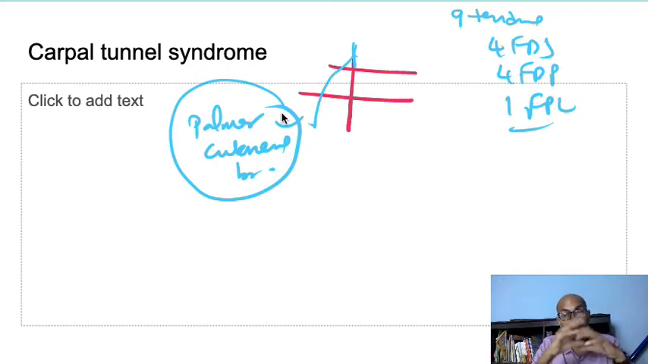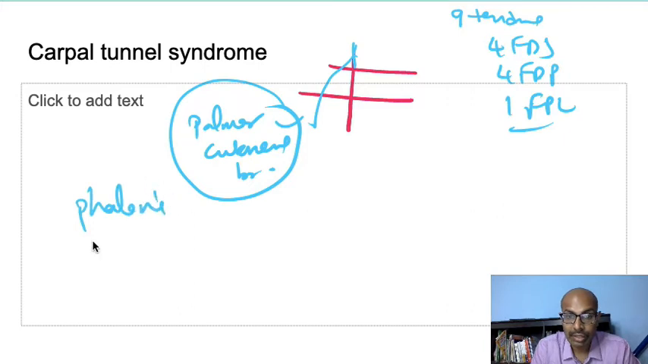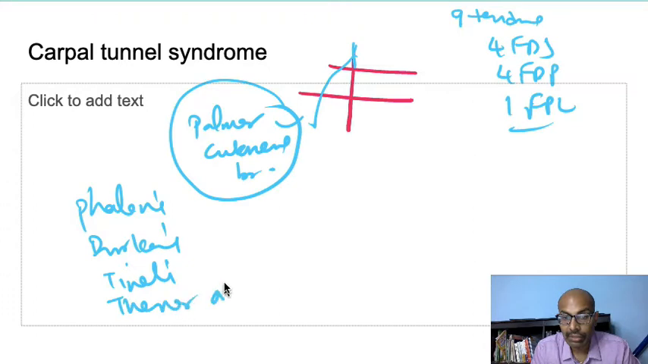What are the signs and symptoms? They usually have tingling and numbness in these 3.5 fingers. They have night symptoms which are very common. And what are the tests that we can do? We can do what is called a Phalen's test, a Durkan's test, then a Tinel's test or Tinel's sign examination. Look for thenar atrophy, right?